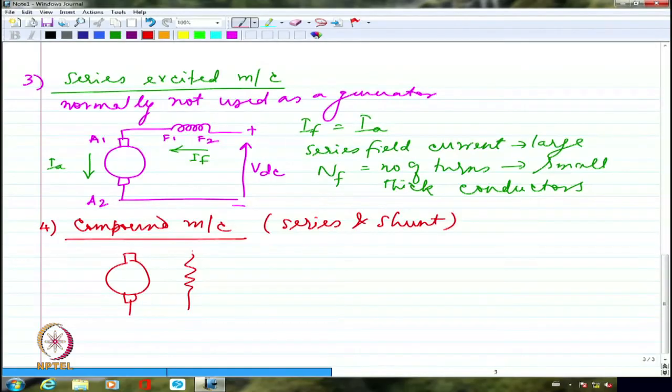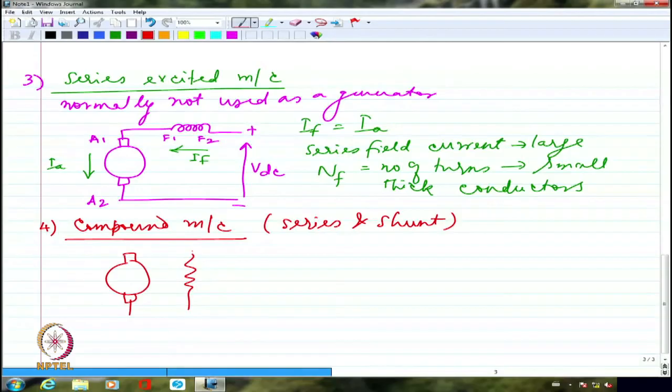Because I'm always looking at a generator developing rated voltage. Never ever will you find a power station generating something like 300 or 350 volts. It is rated for 400 volts, 415 volts. It has to generate that. That is how it is adjusted. So it will always run at rated speed. It will always generate rated voltage, because I will always provide rated excitation. That's how it is, generally.